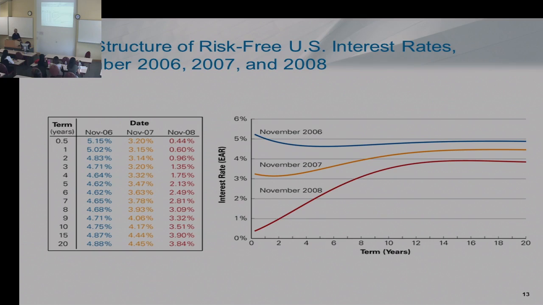You can guess, but how often will you be right? On average, 50% of the time. Because some people will guess up, some people will guess down. That's what drives the trades. But it's all based on expectations of what's going to happen in the future. So in November 2006, already markets were worried about what was going to happen long term.